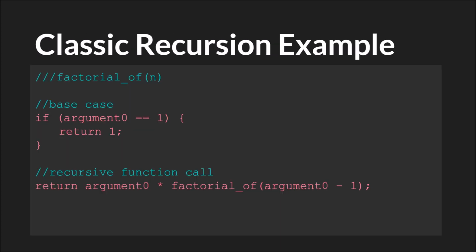So here's a classic recursive function. Factorial of n. We have our base case here. If our argument equals 1, then we're going to return 1. And now we have our recursive function call where we're passing in the same information we received, argument 0, but a slightly smaller version of it, argument 0 minus 1. And we're actually going to step through this in the code, so I'm not going to go too in depth here. I just want to use it as an illustration for the last slide. Our base case, passing in a slightly smaller version of what we received.